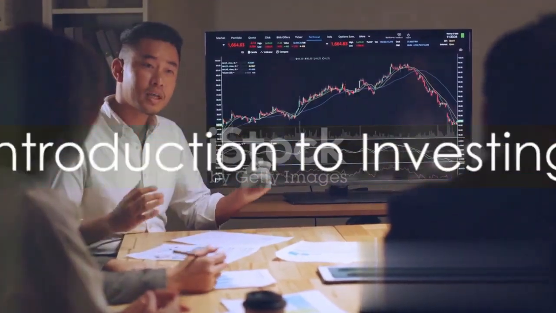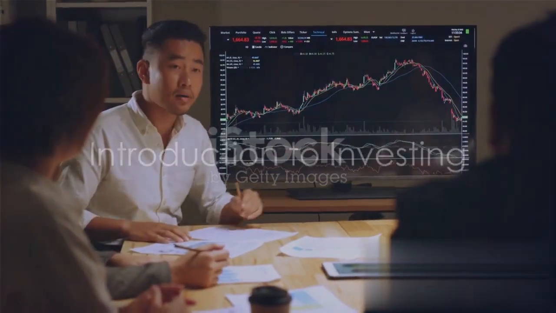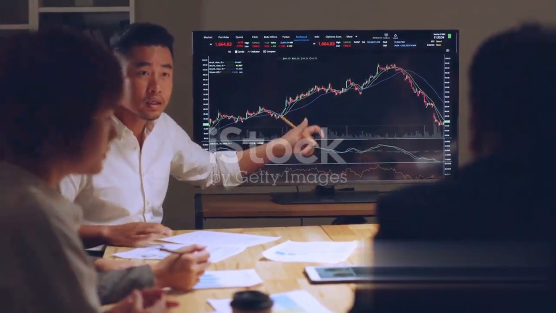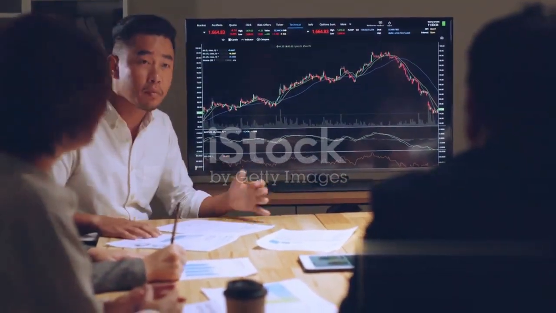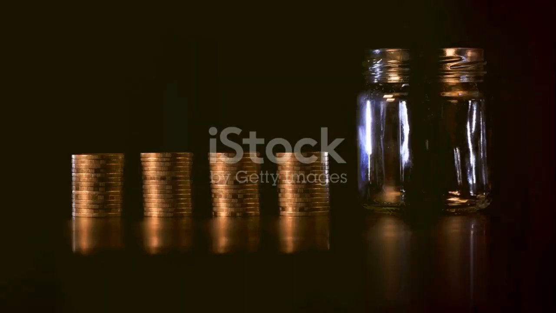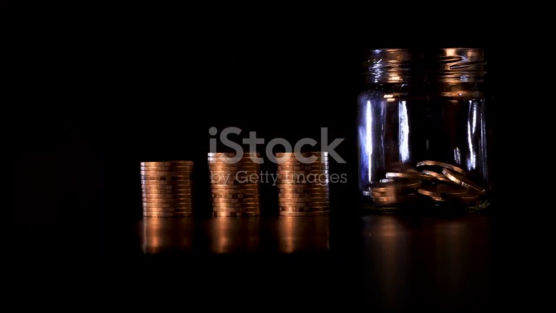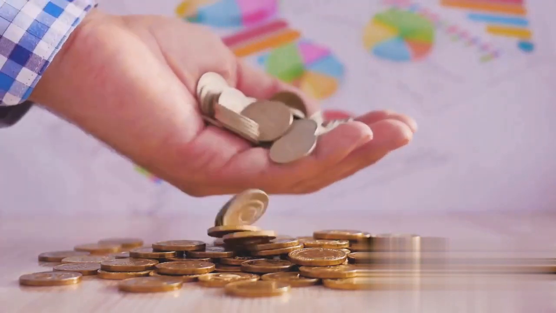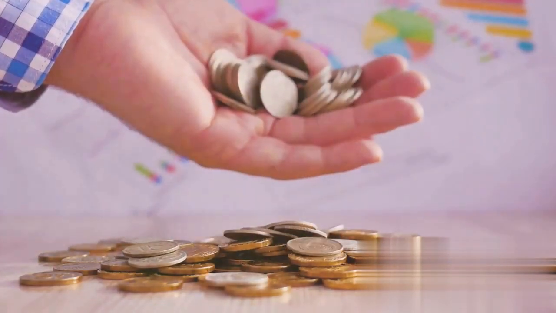Ever wondered how to start investing your money wisely? Well, it's time to unravel the mystery. Today we'll delve into the world of investment strategies, designed specifically for beginners. Investing, at its core, means committing money or capital to an endeavor with the hope of generating a profitable return.